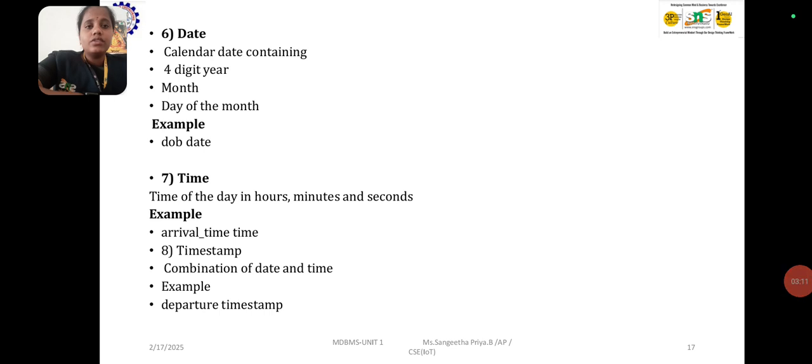The next one is date. Calendar date contains a 4-digit year, month, and date of the day of the month. Example, DOP date. Next one is time. Time of the day in hours, minutes and seconds. Example, arrival time. Timestamp is a combination of date and time. Example, departure timestamp.